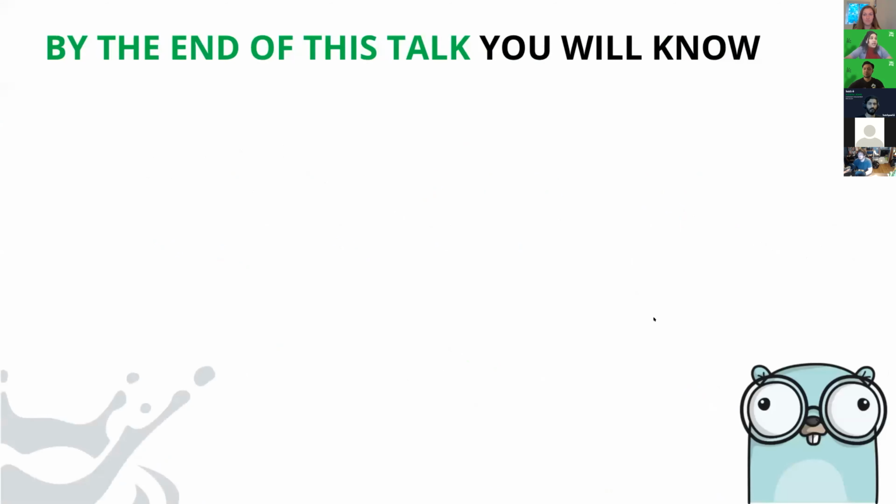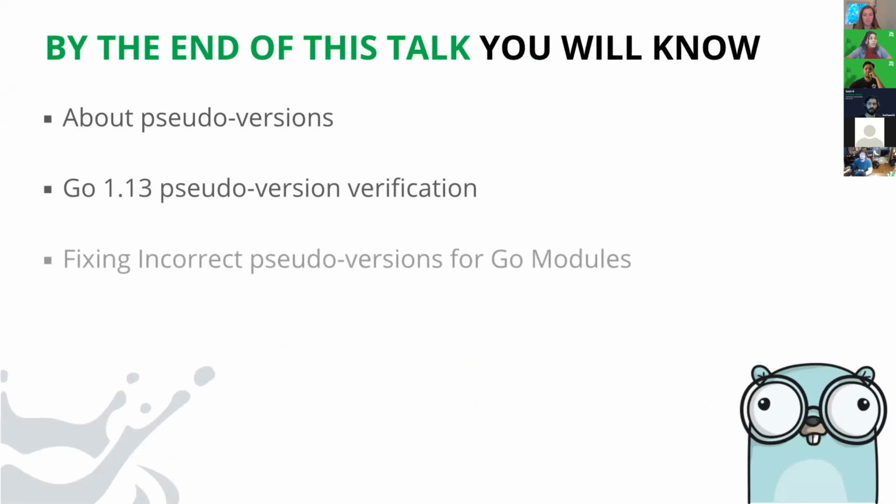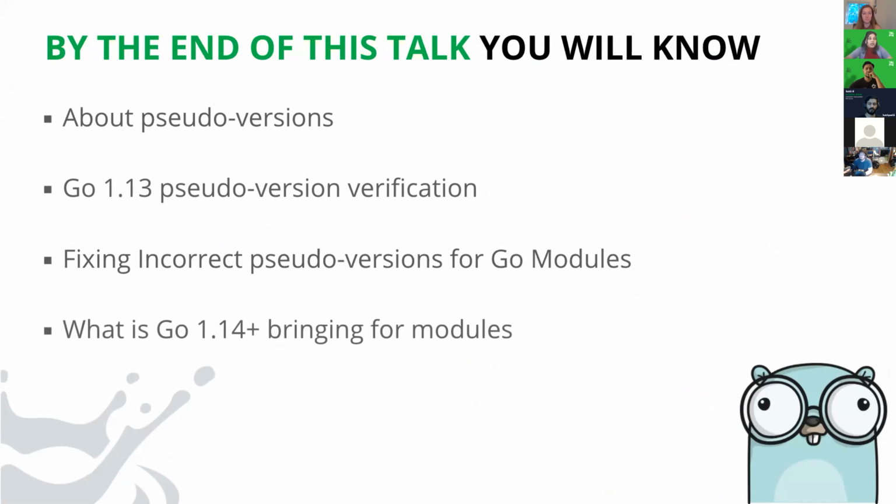By the end of this talk, you will know what is special about pseudo versions, why we use pseudo versions, and what verification has been put in place regarding pseudo versions in Go 1.13. You will also know how to fix those problems if you have them in one of your pseudo versions, and what is there in Go 1.14 or later releases related to Go modules.